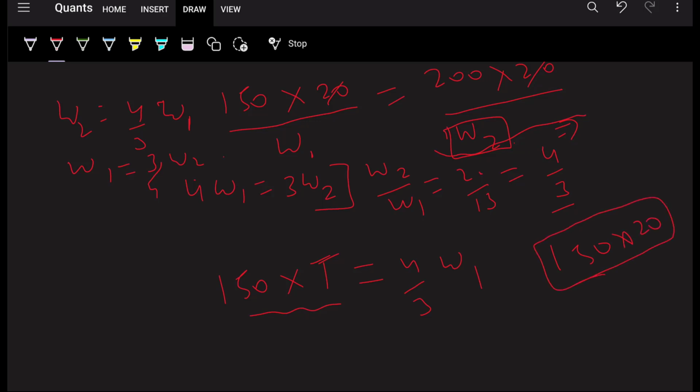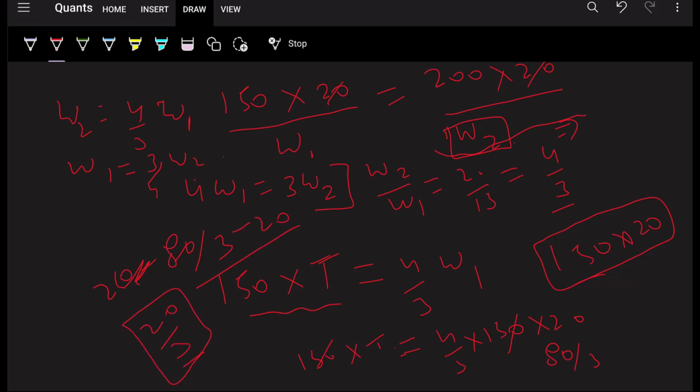This is the work done by 150 men in 20 days. So time will be 4 by 3 into 150 into 20 divided by 150, the 150s cancel. So from this our time will come as 80 by 3 days. So the extra time will be 80 by 3 minus 20. This is the extra days. So it will be 20 by 3. It is our answer.